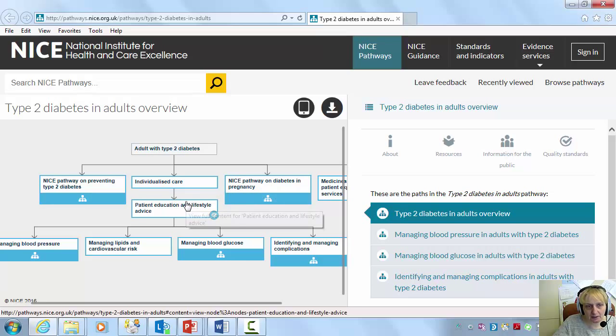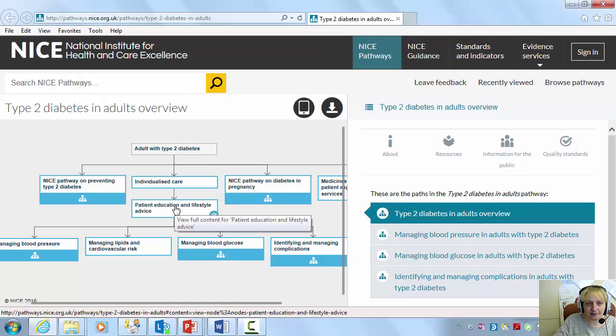Okay, so we're coming down here and you can see here that the patient, me in this case, should be getting patient education and lifestyle advice. This is usually carried out, in my case, by a diabetic specialist nurse. And so you've got to see how well that diabetic specialist nurse works together with everybody, myself included, to provide me with the best care.